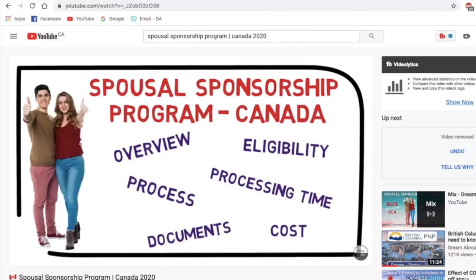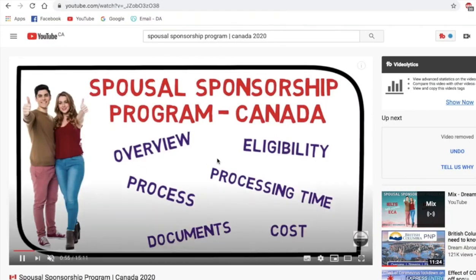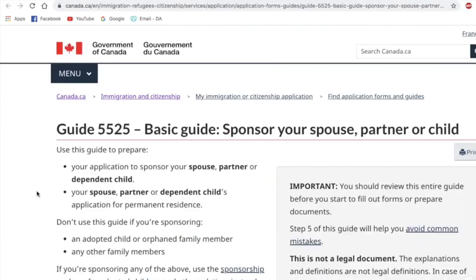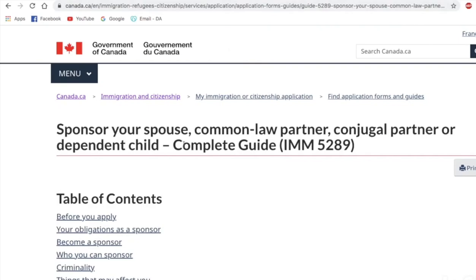So let's start this video where we'll talk about the documents in detail. To start, let me tell you that there are two different guides through which you can get to know about this program. There's a basic guide, 5525, and then there is a complete guide, known as IMM 5289. These are just numbers, you can ignore them, they're just for reference. Just think of it as a complete guide, as a book that you can refer to for every small detail.